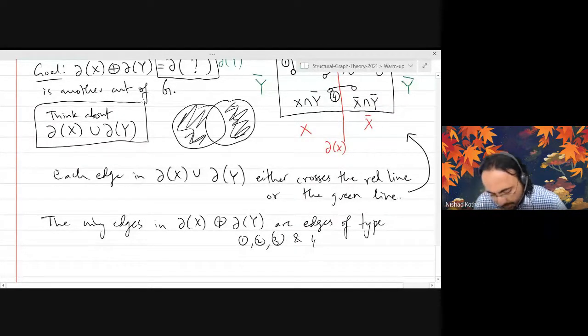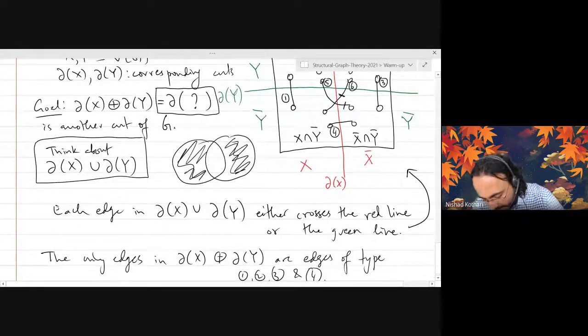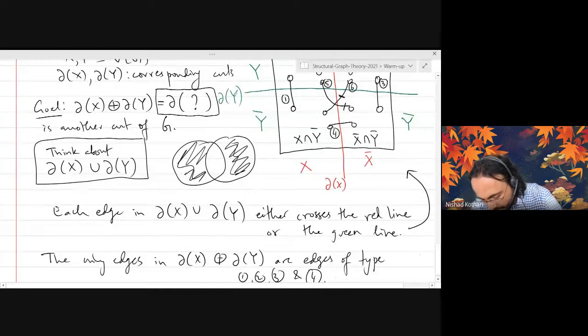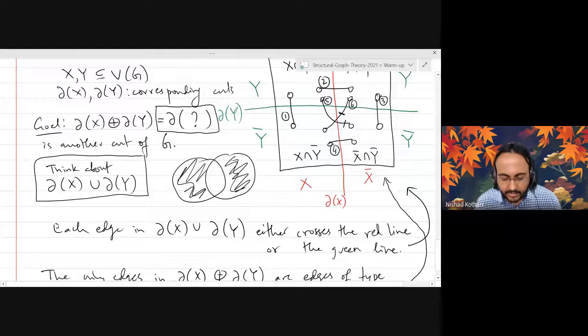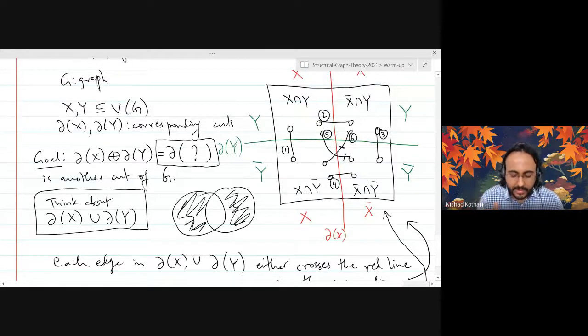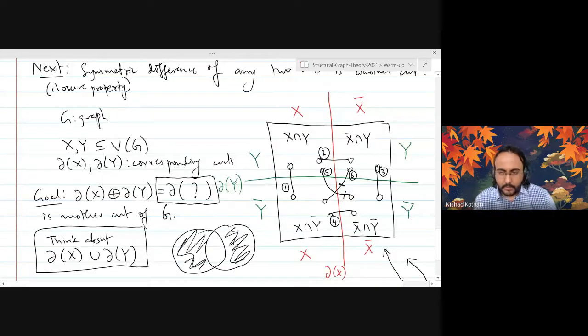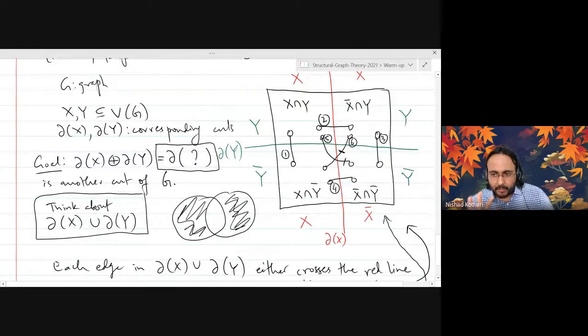Right? I am saving my writing time here. In a formal rigorous proof, I would write down what these edges are like. So I would say type 1 is one end in x intersection y and other end in x intersection y bar. But here I am saving some time by just using the drawing. Okay? So we have 6 types of edges, only 4 of them survive in the symmetric difference.